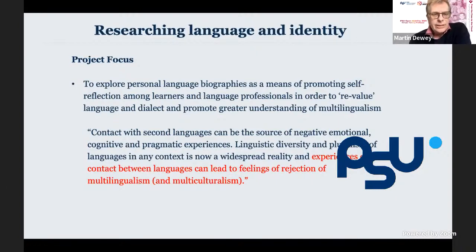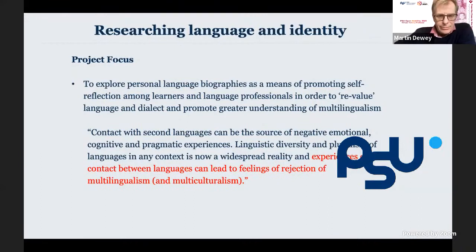And the idea was to explore personal language biographies. So we were interested in how people talked about their experience of different languages. And the idea here was to look at promoting self-reflection among learners of languages and language professionals, including language teachers, in order that these professionals and learners might revalue language and dialect. And the ultimate goal was to promote a greater understanding of multilingualism.